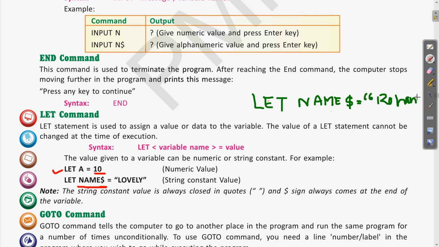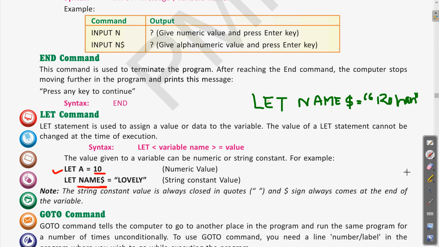I hope this is clear, that whenever you are writing any string constant, it is written in double quotes, and for saving those string constants we will need a variable. This variable is a string variable, and a string variable is always written with the dollar sign. Clear? So in this example also we can see.